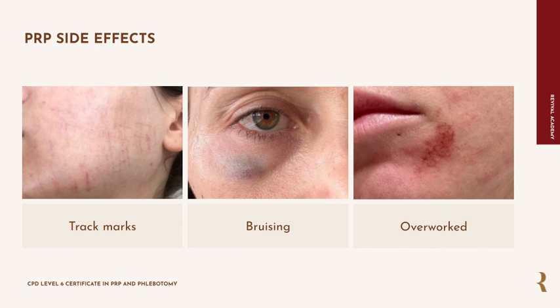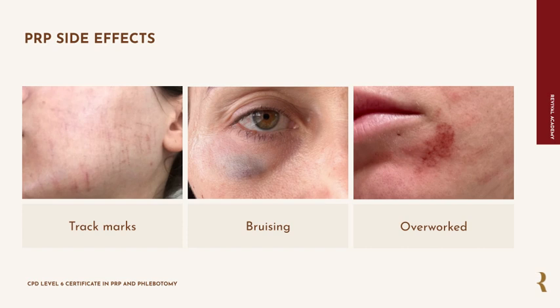And then the other one is bruising. Most of the time it's seen with the injections rather than the pen, but it can be caused with the pen as well. If used quite close to the eyes, it can drag on the skin. But again, when carrying out the PRP injections, bruising is a possibility, as with any injectable really.